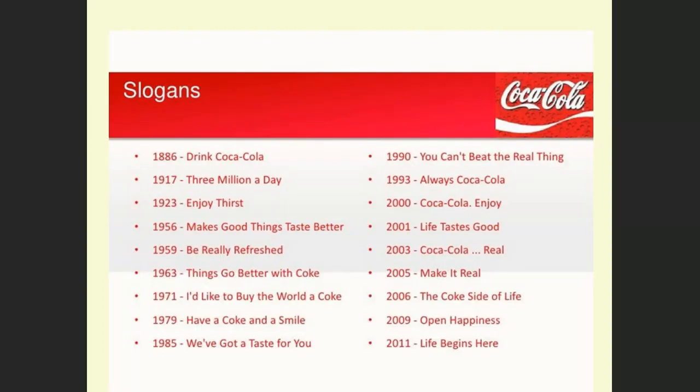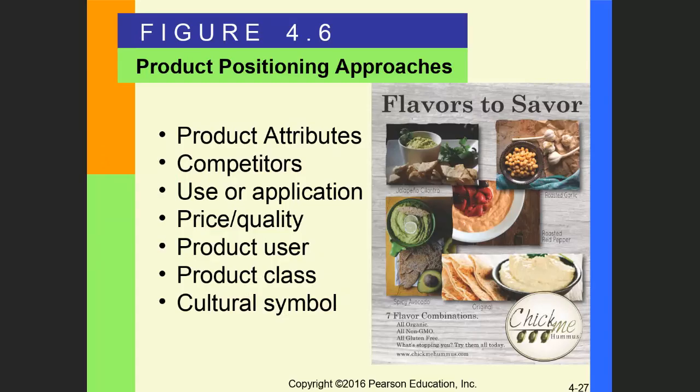Look at how it has positioned itself. By the way, it changes every year. It's not something static that stays with you forever. You change it every year. Look at how Coca-Cola has positioned itself differently from 1886 to 2011, and still, of course, until now. Look at the different taglines. Of course, it uses these taglines in its advertising, its communication, and its IMC campaigns. Here are different ways that you can position yourself based on.